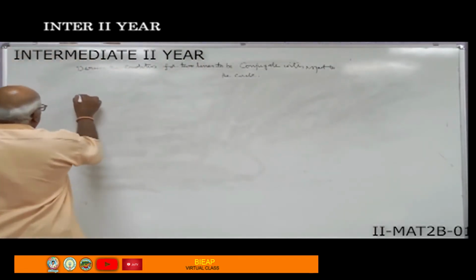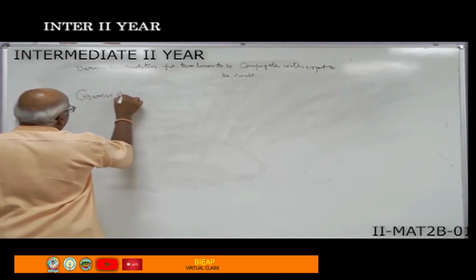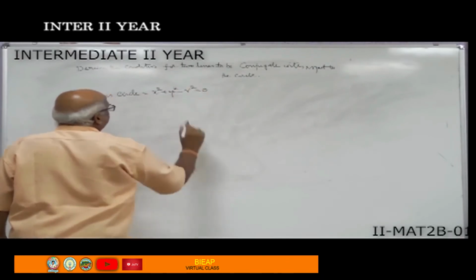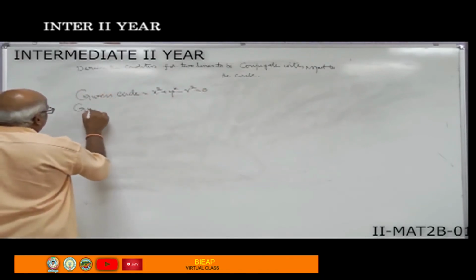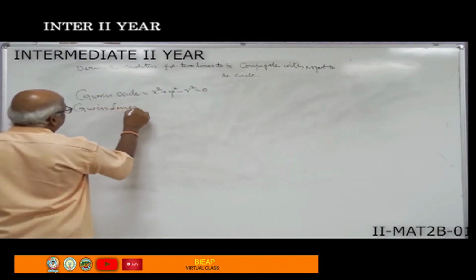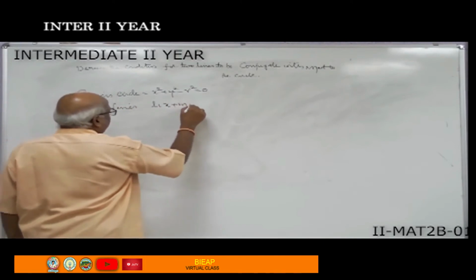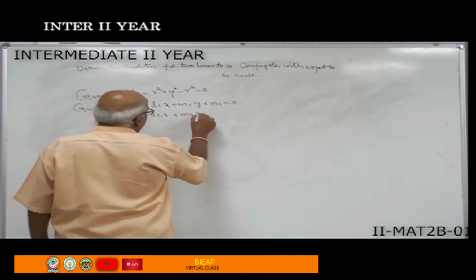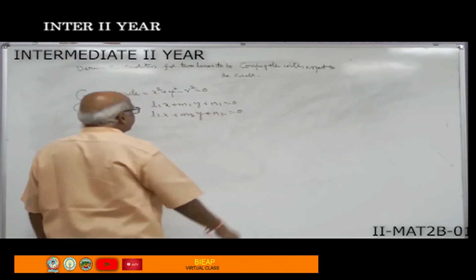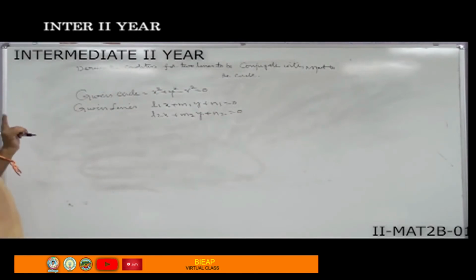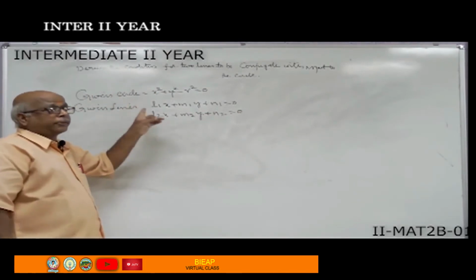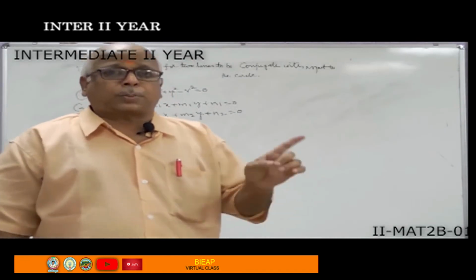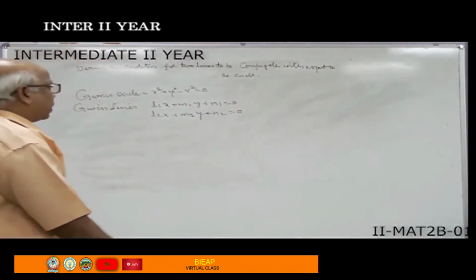For that, given circle x square plus y square minus r square equal to 0. Given lines L1x plus M1y plus N1 equal to 0, L2x plus M2y plus N2 equal to 0. We are supposed to find the condition of conjugate lines. If these two lines are conjugate, what will be the condition? What is the definition of conjugate lines? If one line passes through the pole of the other, then those two are called conjugate lines.